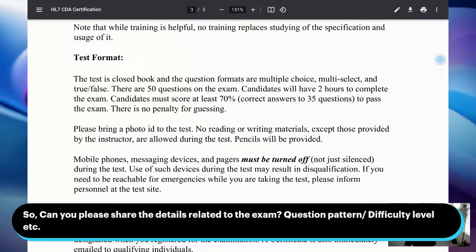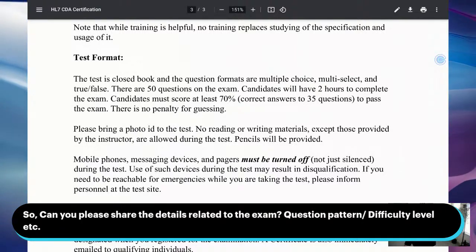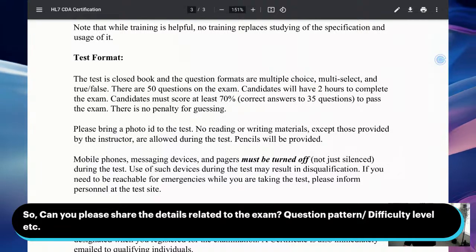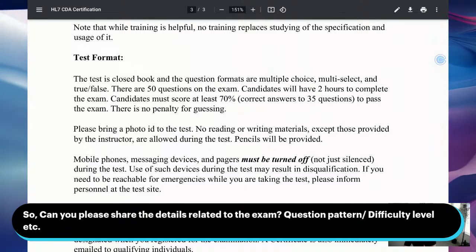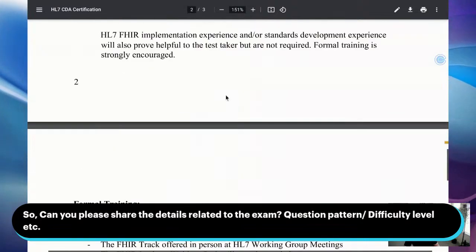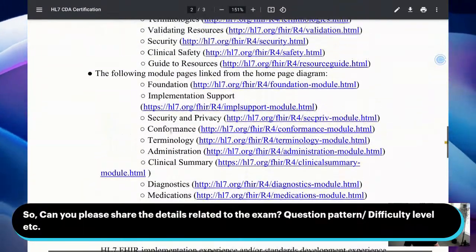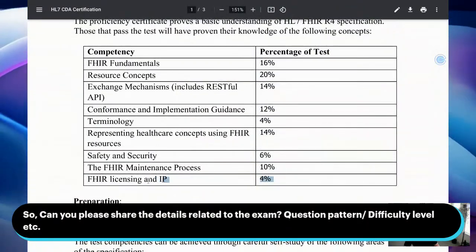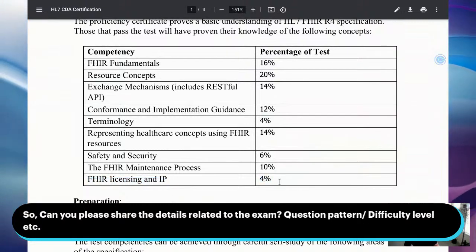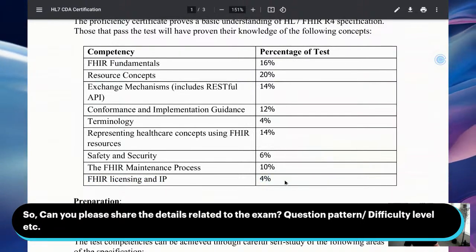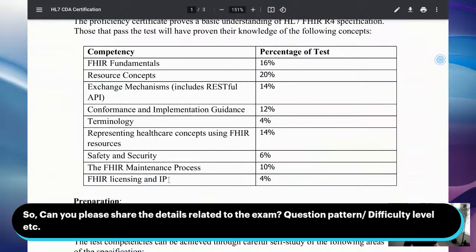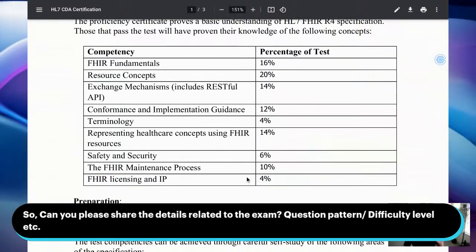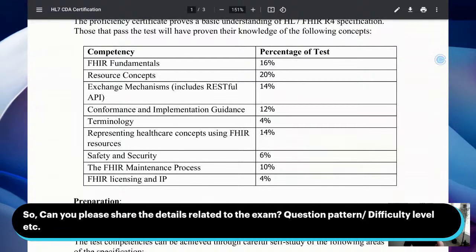And what I try to say to that is the practical experience of using FIRE is less helpful than just pure memorization. If you look at the study guide, there are things about FIRE licensing, right? It's 4% of the exam. From a practical standpoint, it's not like you're implementing the license. So best way to study, read through everything, unfortunately.